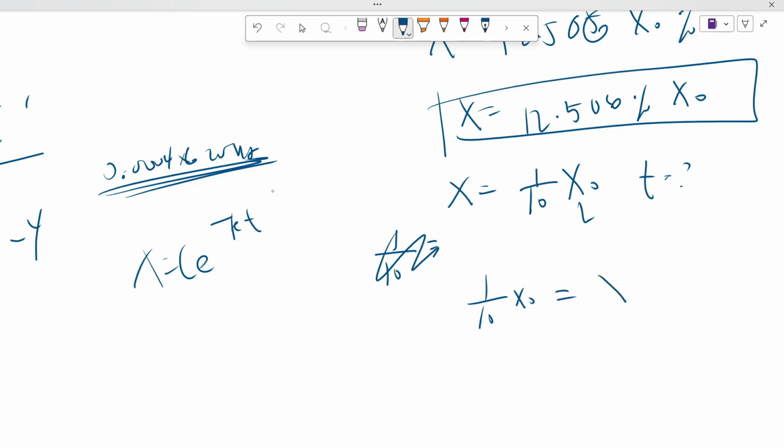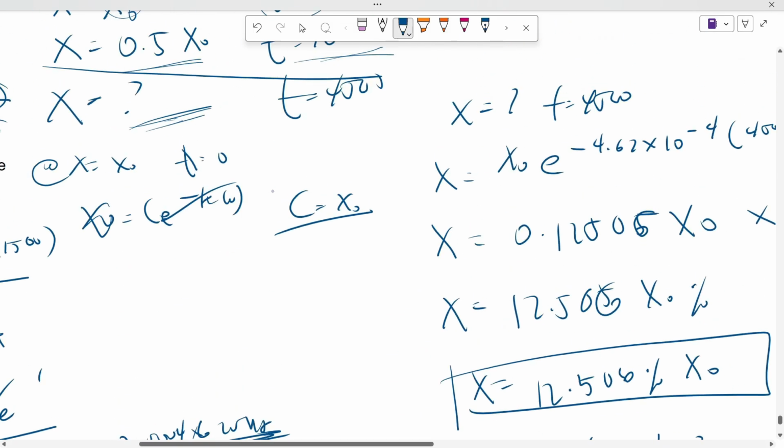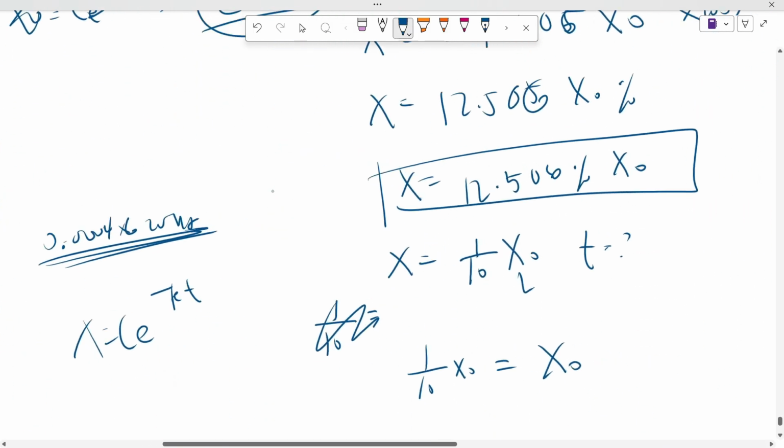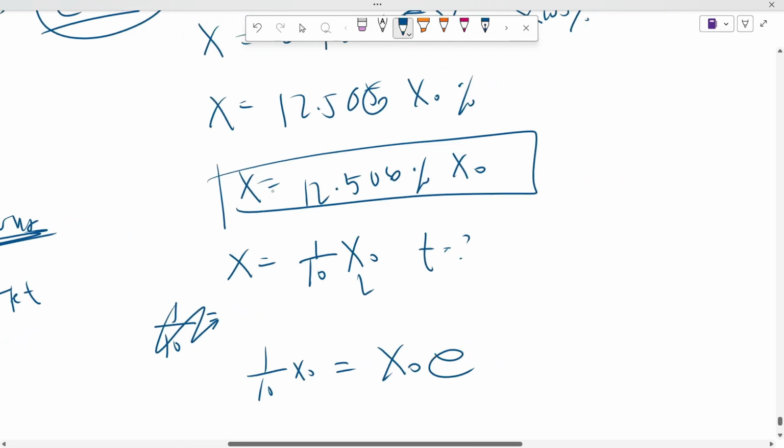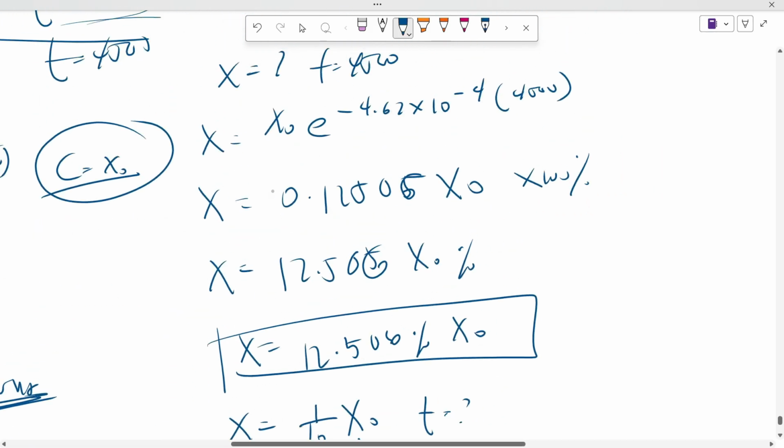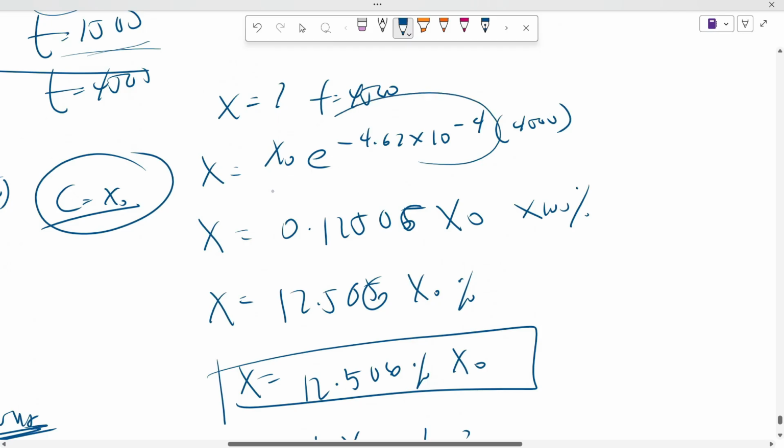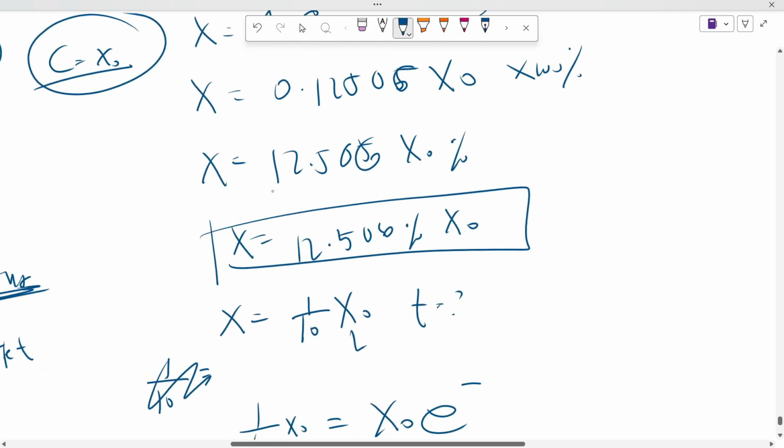Yung c natin nakasulat kanina is x sub 0. Ito yun, no? Tapos yung e natin negative. Yung k natin ano? Negative 4.62 times 10 raised to negative 4. Tapos yung time is unknown.